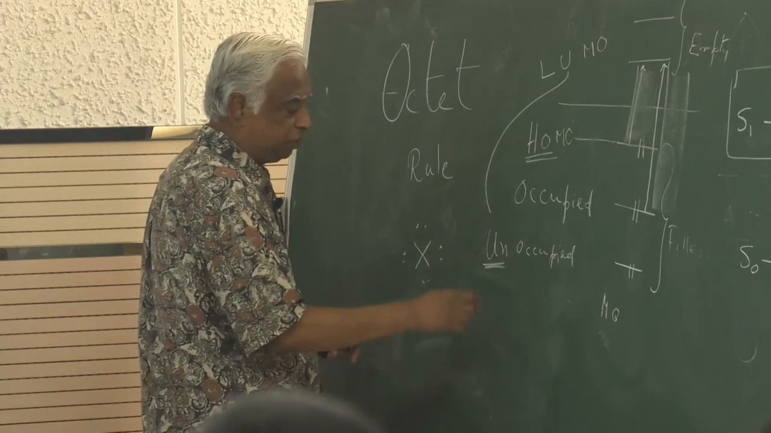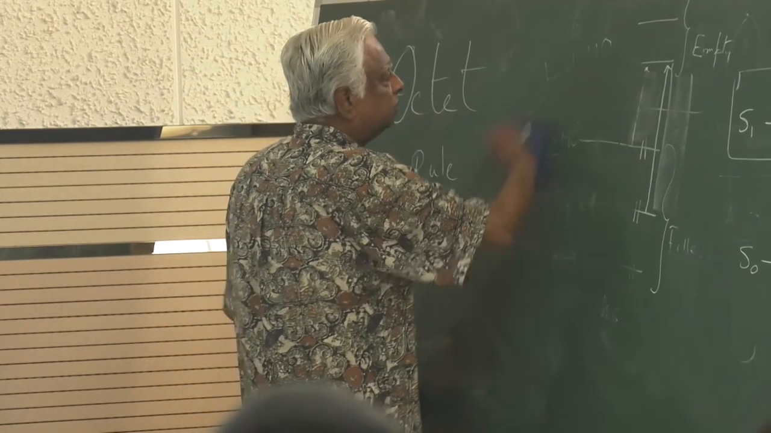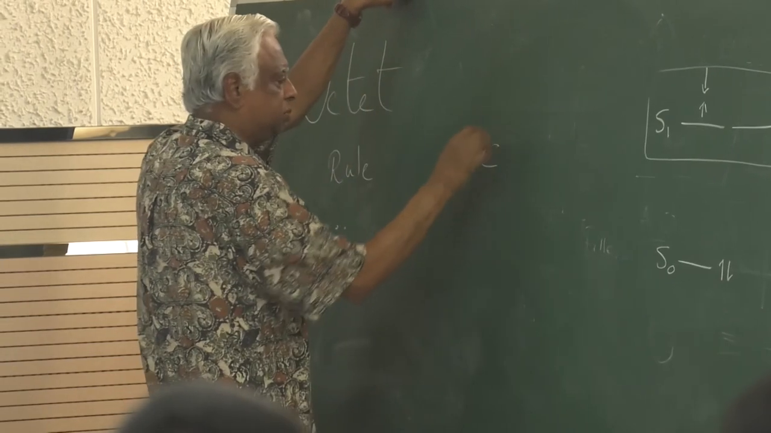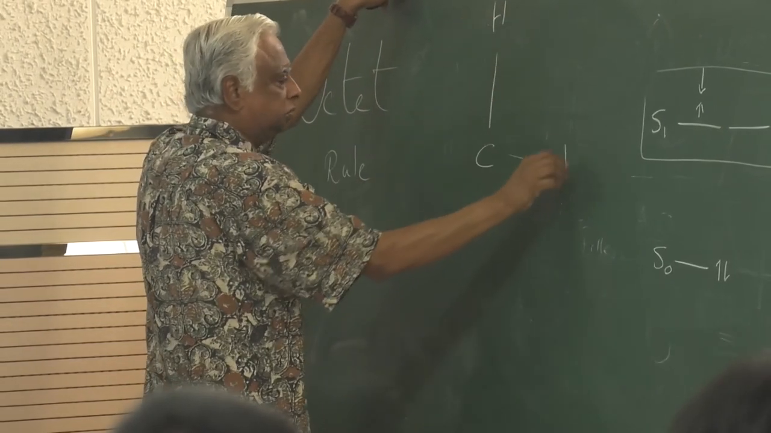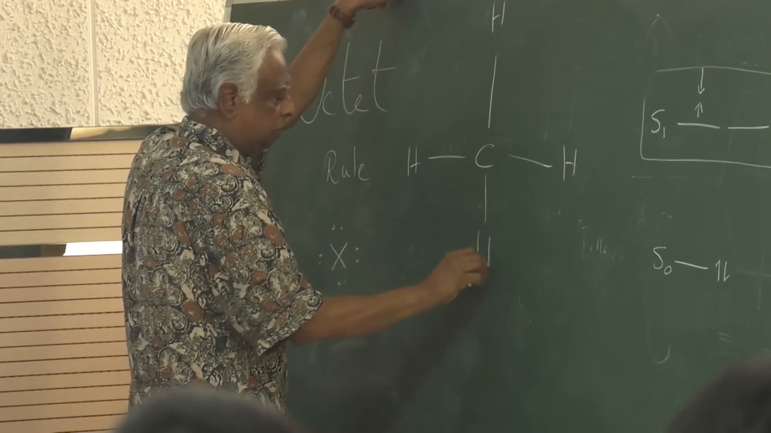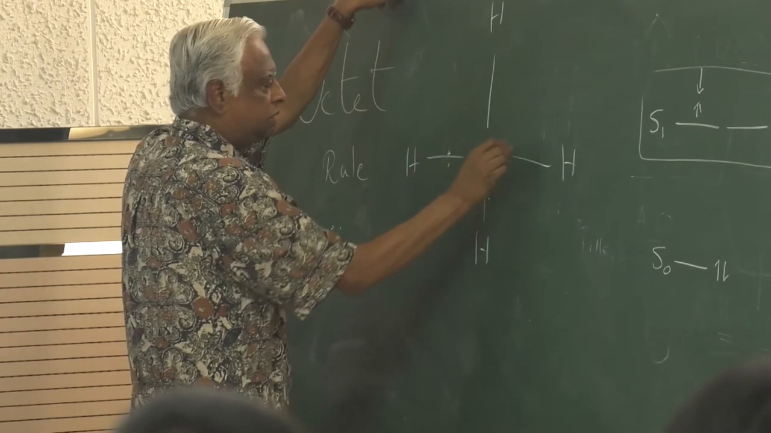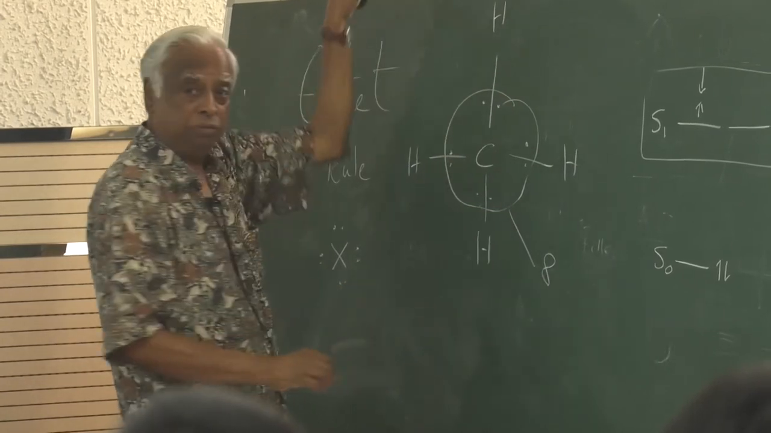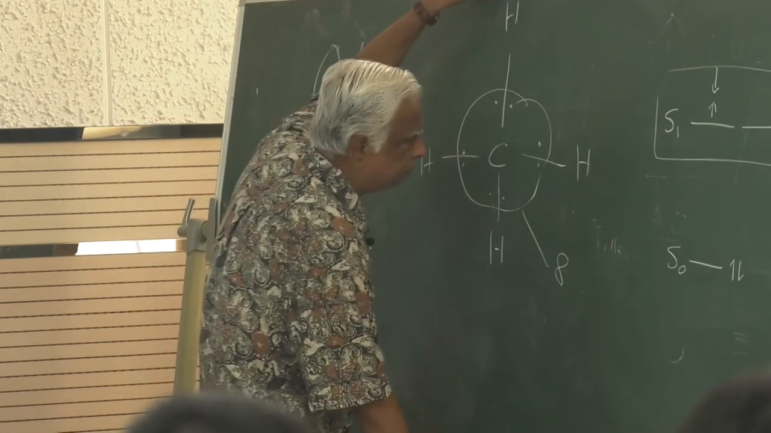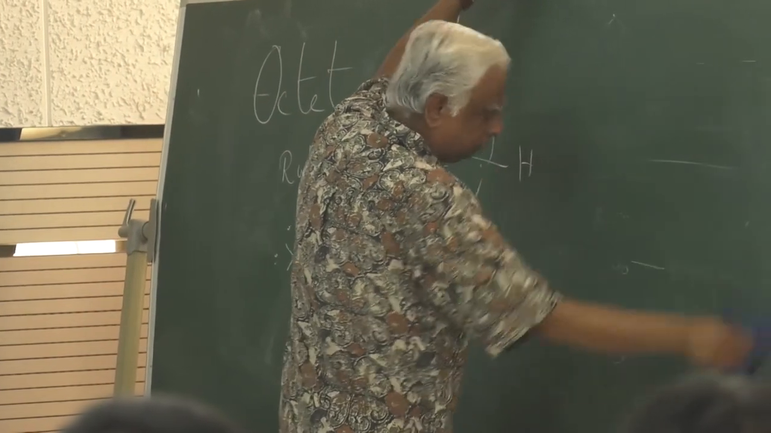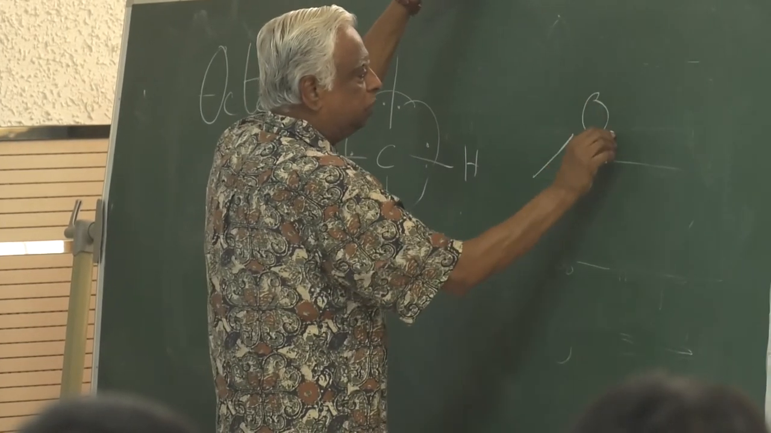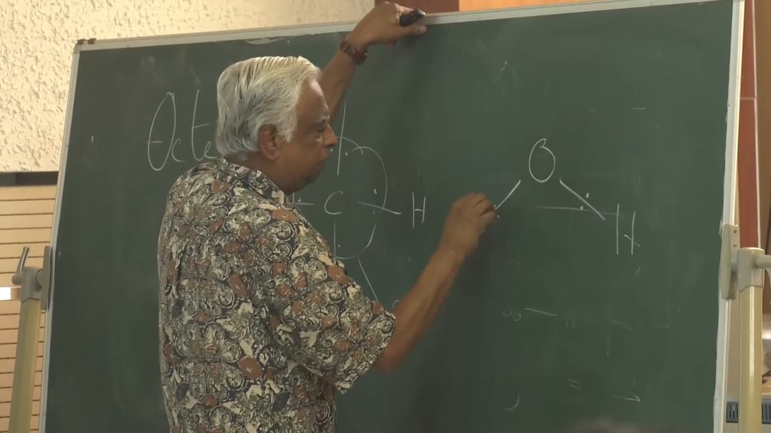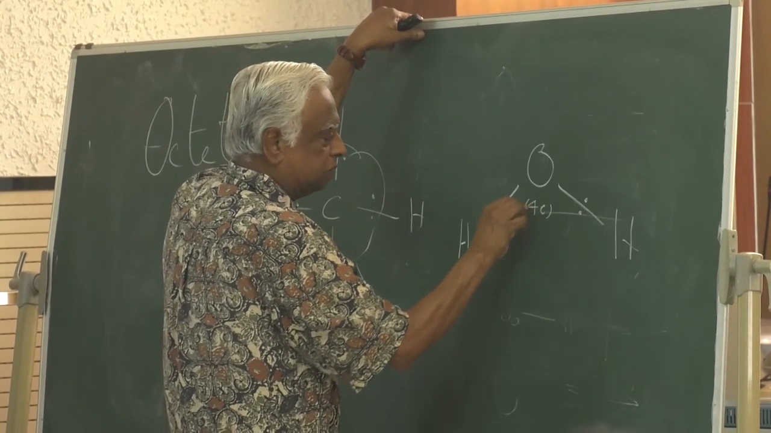So if you have, for example, CH4, there are two electrons here. If you add all of these, it will come to 8. That is common. Okay, if you take, for example, water, it's going to look like this. There are two electrons here. If you add these two and these two, there are only 4 electrons.